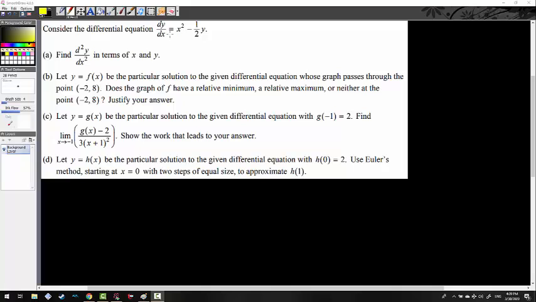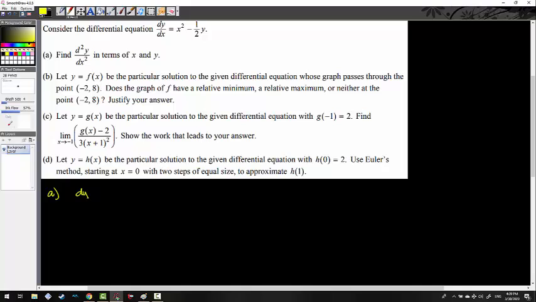Today we will be looking at the 2016 Calculus BC number 4, which is a differential equation. So, it says, consider the differential equation dy/dx equals x squared minus 1/2 y. Part A says find d squared y over dx squared in terms of x and y. Just find the second derivative. We can do that. Pretty basic stuff here.